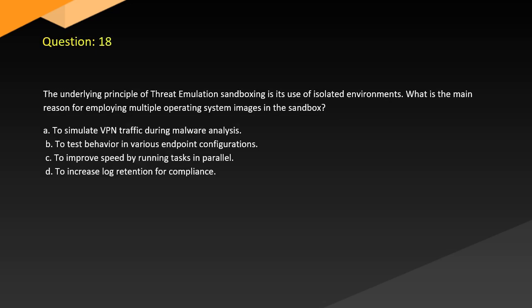Question 18. The underlying principle of threat emulation sandboxing is its use of isolated environments. What is the main reason for employing multiple operating system images in the sandbox? A. To simulate VPN traffic during malware analysis. B. To test behavior in various endpoint configurations. C. To improve speed by running tasks in parallel. D. To increase log retention for compliance.